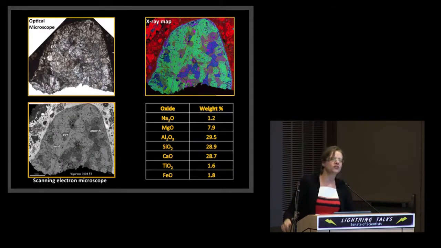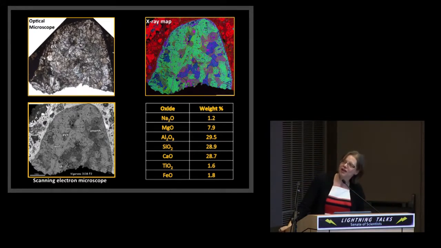And these are examples of the kind of data that we might obtain using those instruments. On the upper left, we have an image from the optical microscope. This is what you see when you polish a CAI thinly enough that the beam of light can pass through the surface of that rock. On the lower left, we have the same inclusion, but this time imaged using the scanning electron microscope.